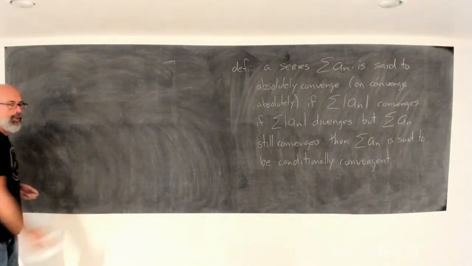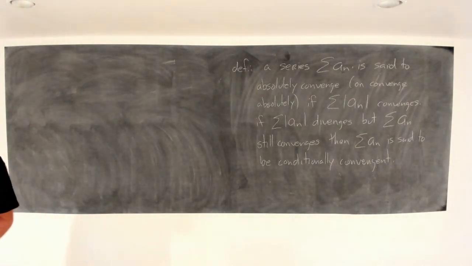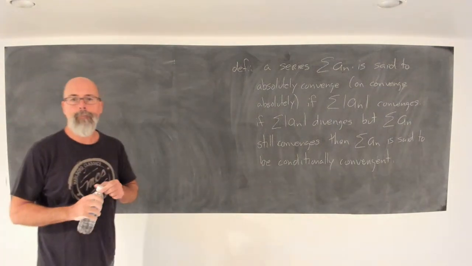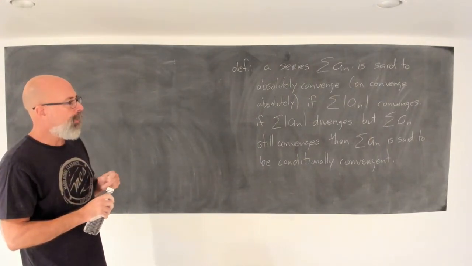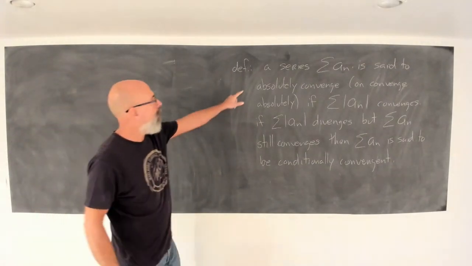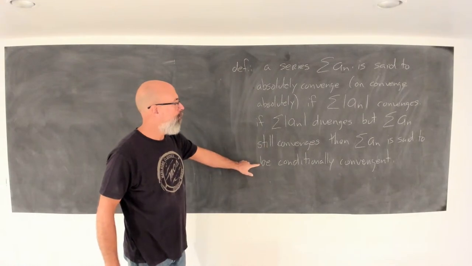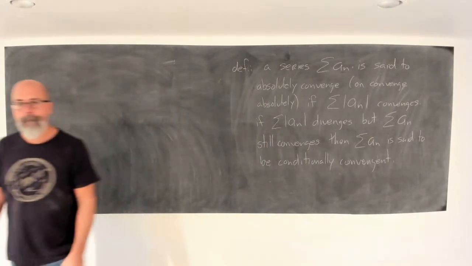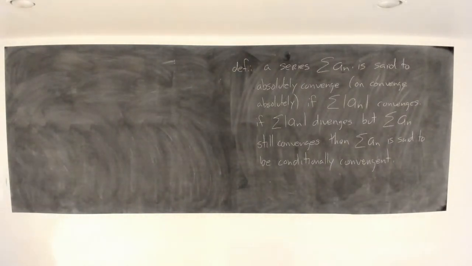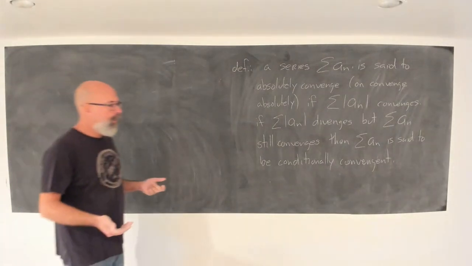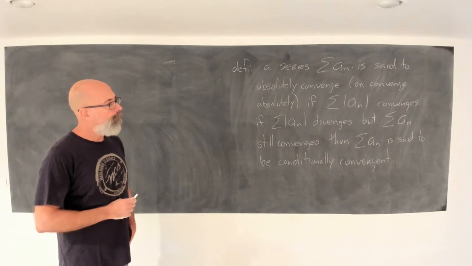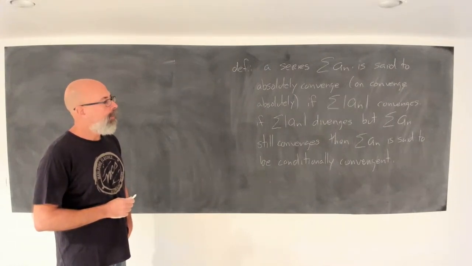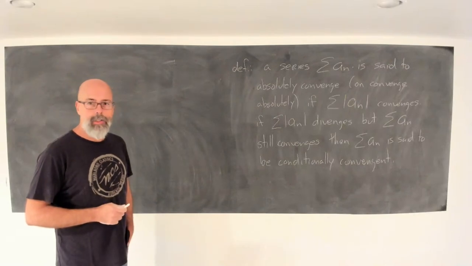Now, establishing conditional convergence, what is this test called? It's not a test, it's only a definition, right? I'm defining what it means to be absolutely convergent versus conditionally convergent. Now, establishing conditional convergence is very difficult in general. But there is one easy exception.